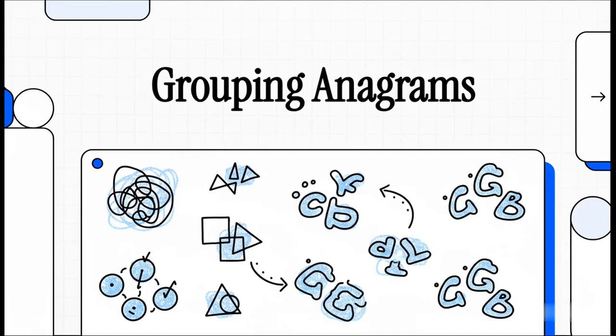Today, we're going to crack open a classic coding puzzle that's all about finding patterns in what looks like chaos: grouping anagrams. It's a really cool problem that shows off a surprisingly elegant way of thinking. Okay, let's just dive right in.